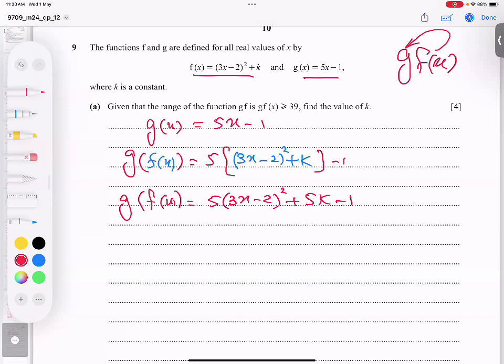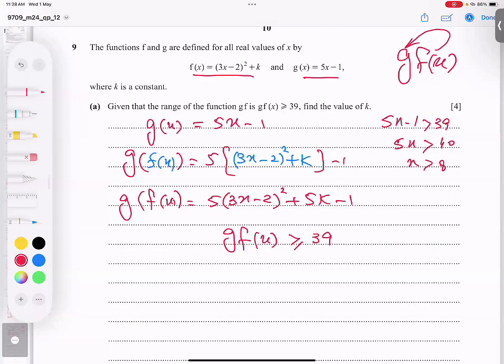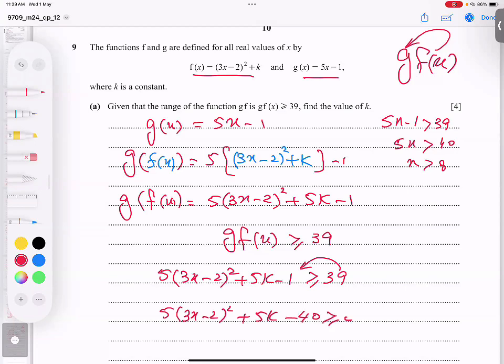Now, students, what is the plan after this? According to the situation, he said g f of x is bigger than or equal to 39. So I plug in the value here. Bring 39 here. I get 5k minus 40 bigger than or equal to 0.